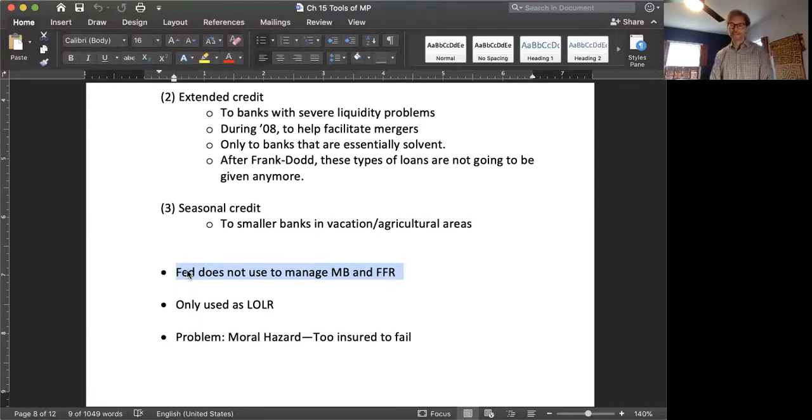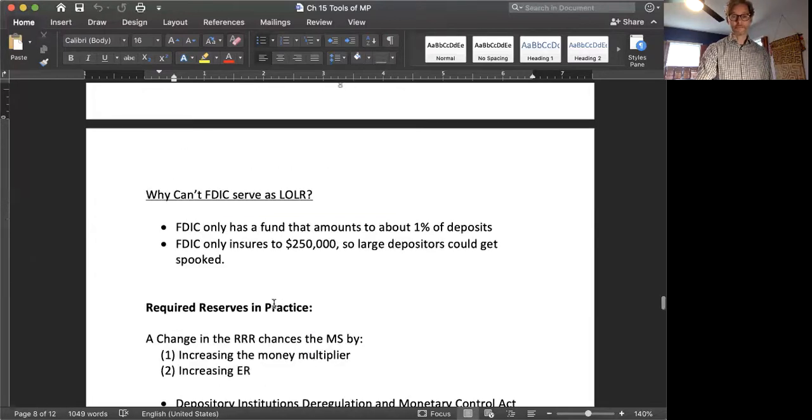So the Fed doesn't want to rely on banks when it comes to what they're doing with the federal funds rate. But I think the even deeper problem is the Fed doesn't want to lend to banks too much because they're worried about moral hazard. They're worried that it sends the wrong signal to banks that they can just borrow whatever they want and the Fed will bail them out. So the Fed only really uses this in extreme emergencies.